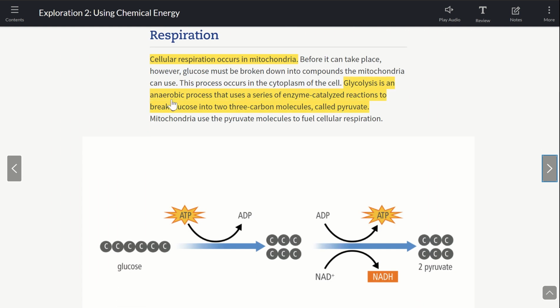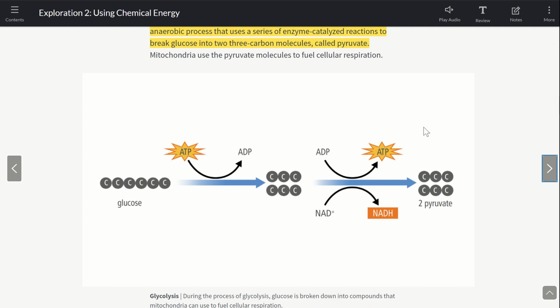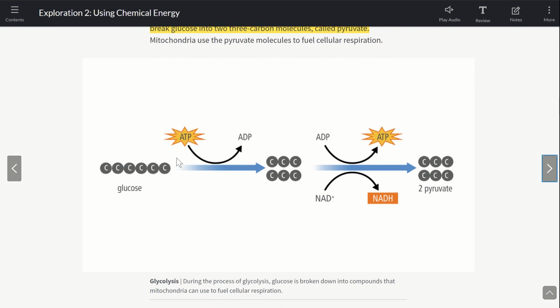Glycolysis is what we call an anaerobic process because it actually doesn't require oxygen. And we're going to talk about why that's very important here at the end of this exploration. But glycolysis, like we said earlier, is where we take that glucose molecule and we break it down into 2 pyruvate molecules. Here's that original glucose. And ultimately what we're doing is we're breaking it down into 2 pyruvates.